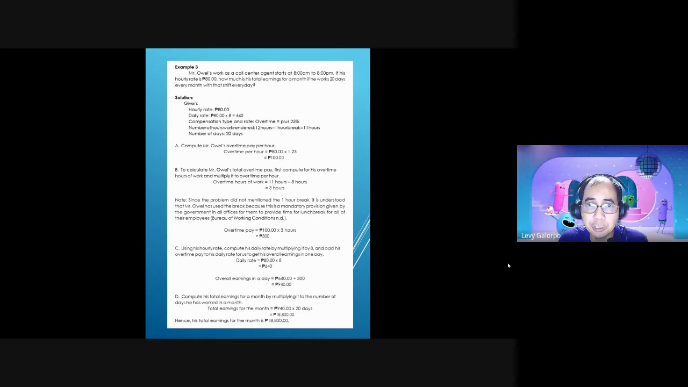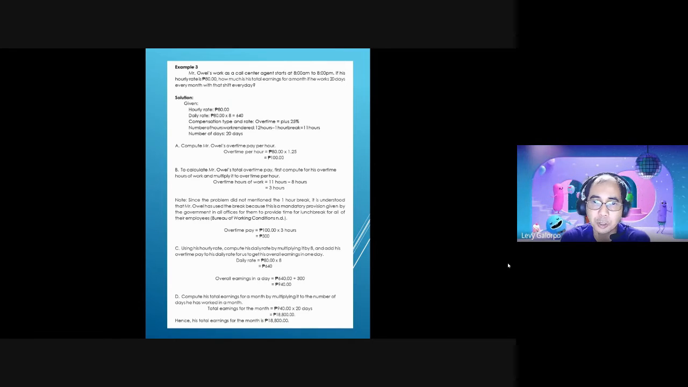Daily rate niya ngayon ay lalabas na 640. Tapos, ang compensation type and rate, overtime is equals to 25%. And yung 12 hours na yon na 8 a.m. to 8 p.m., i-minus natin yung lunch break. Kaya 11 hours lang ang magiging basis ng computation natin. Tapos, in a month, 20 days siyang nag-work. So, paano natin kukumpitin? Overtime per hour, 80 pesos times 1.25 or 125%. So, ang overtime niya per hour ay 100 pesos.